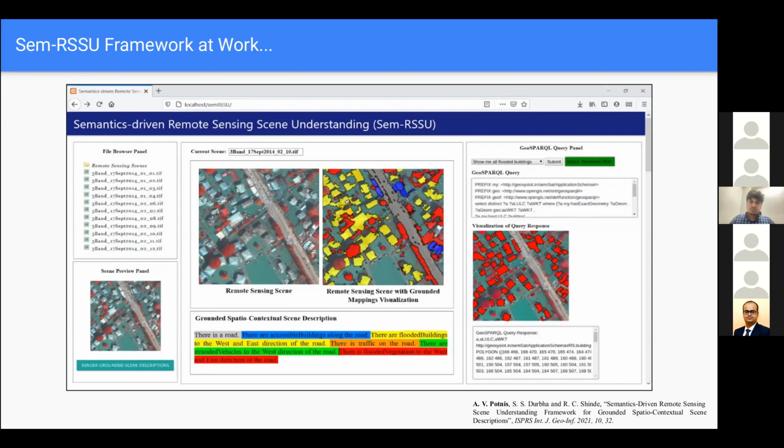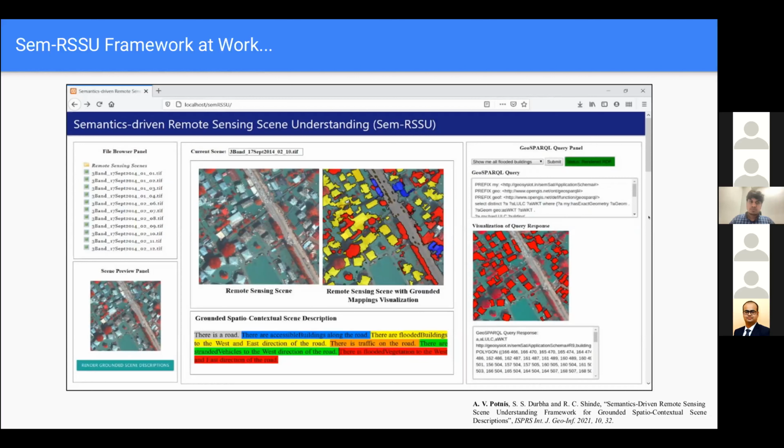So this was the final output of the framework that we developed in our research group. And at the right hand side, this is a GeoSPARQL query. To give you a brief introduction, GeoSPARQL is essentially the query language that is used to query over knowledge graphs, right? What SQL is to databases, GeoSPARQL is to knowledge graphs or graph databases. So this was just for the sake of transparency that we added this GeoSPARQL query panel, wherein we could type in a query and get the result and visualization of the GeoSPARQL query.